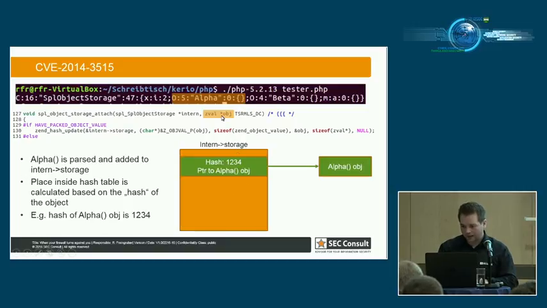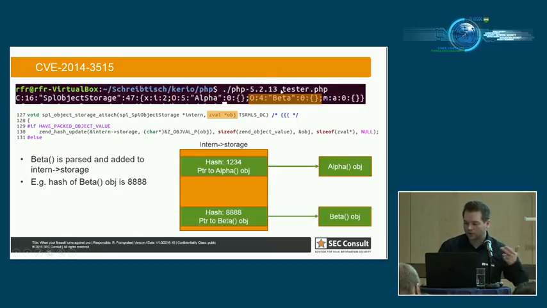That means I'm calculating some hashes based on this alpha object. And let's say it's the hash 1234. So at place 1234, I have now a pointer to the alpha object. And then I just calculate the hash for the next object, for the beta object, and do the same. Let's say we have now the hash 888, so it's now pointing there.